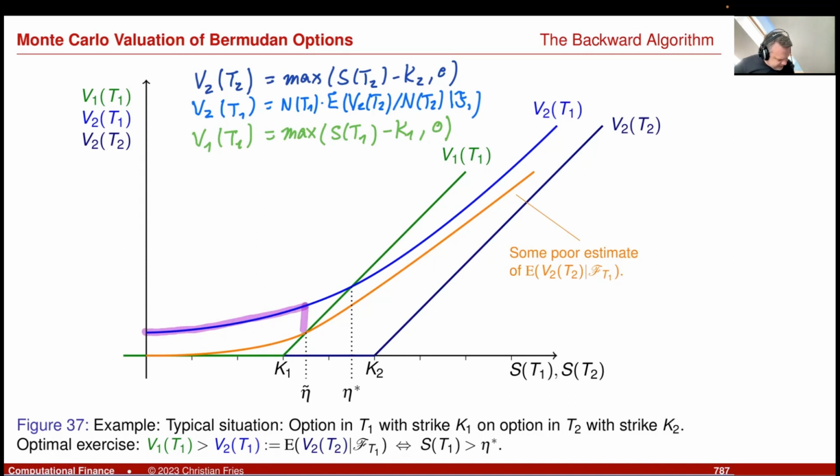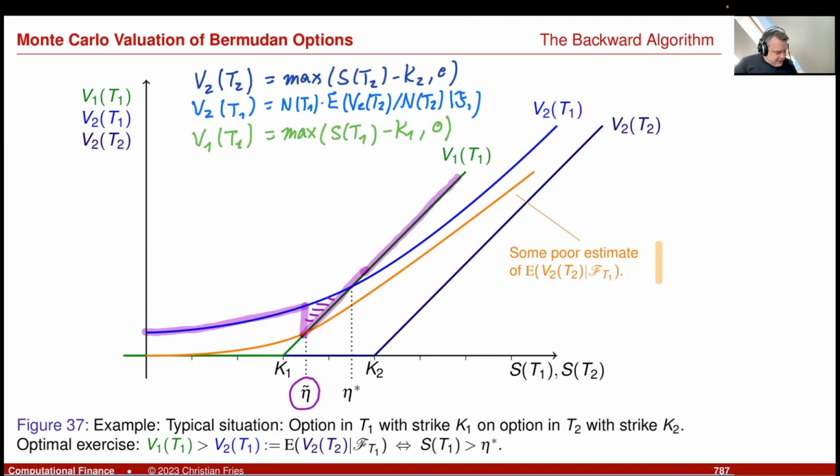So here we would say exercise, so take the green values. And this would be what we get if we use our poor estimate in the exercise criteria. So you see the error that we make is actually just this area here. This is the error that we make, and this error is quite small. It's just coming from not having the right exercise time.